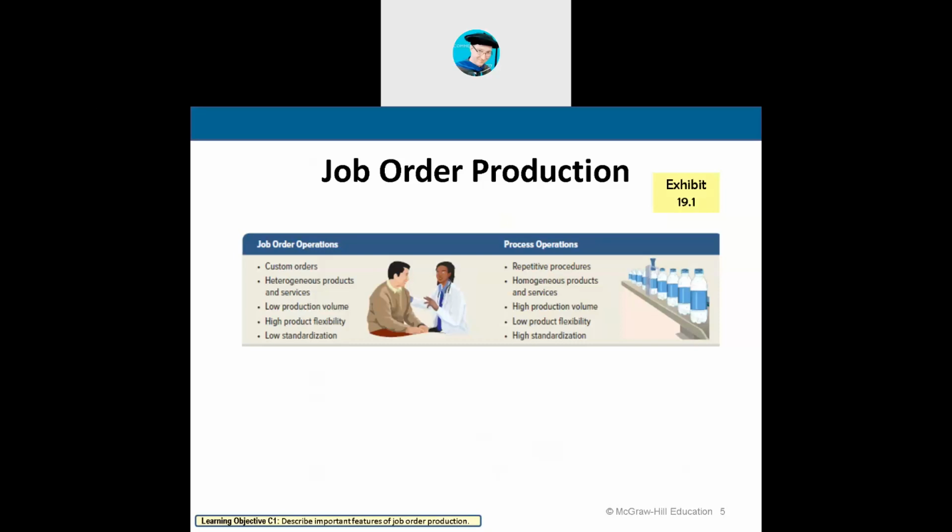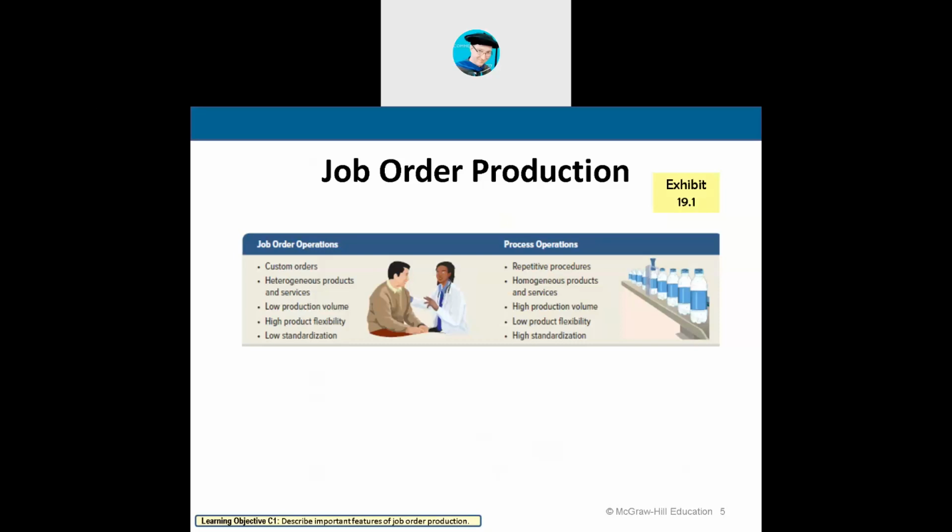What we mean by that is we can change the standards based off of the specifications from the customer. That's job order costing, job order operations. The opposite is process costing or process operations. That's chapter 20. In chapter 20, next week, we're going to talk about repetitive processes, like making the same product over and over and over again.